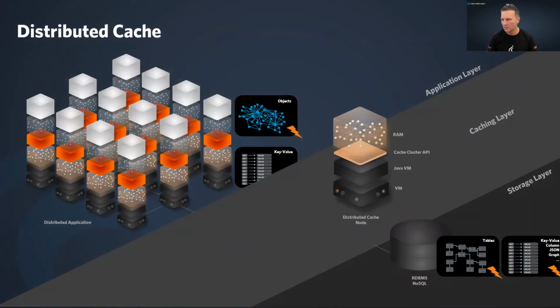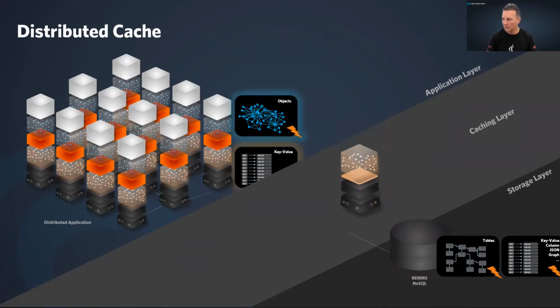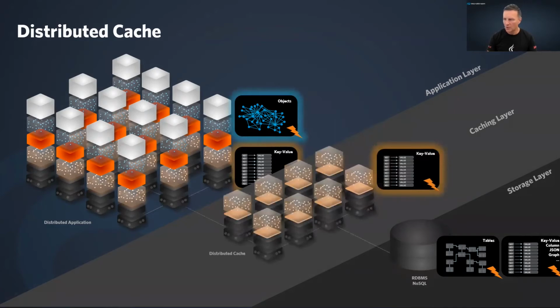Now it's distributed cache. What we can do is put the cache between the application nodes and the database. So then my cache runs on a remote machine. And here we can run a complete cache cluster. Then we talk about distributed cache.